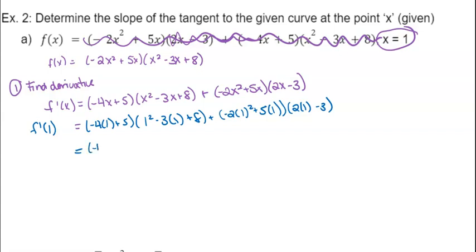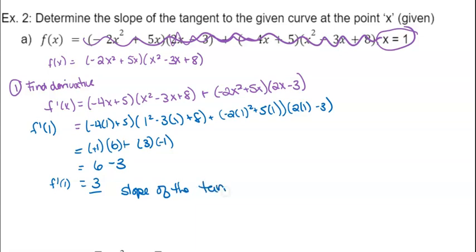Negative 4 times 1 plus 5 is negative 1. Oh, sorry, positive 1. 1 minus 3 plus 8 is 6. Plus negative 2 plus 5 is 3. And 2 minus 3 is negative 1. Positive 1 times 6 is 6. And 3 times negative 1 is negative 3. So f prime at 1 is 3. So this is the slope of the tangent when x equals 1.